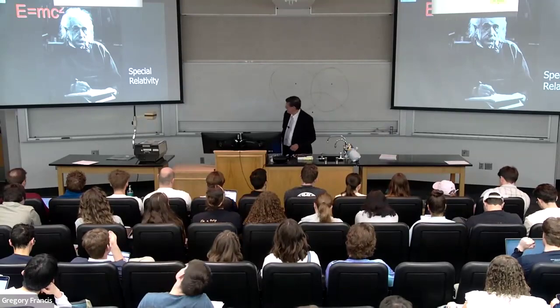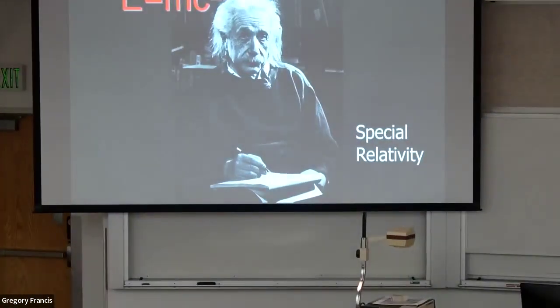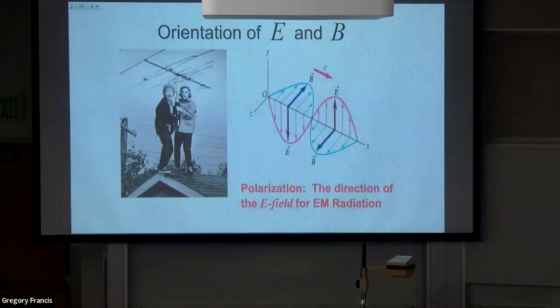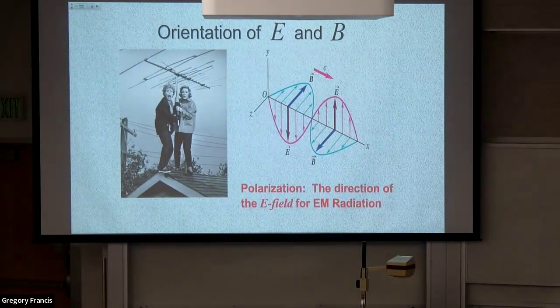Okay, let's talk about polarization first. We talked about polarization as being the direction of the electric field in this oscillating E and M wave, electromagnetic wave, that travels through space at the speed of light. And we call the plane of polarization the plane that the electric field vector is oscillating in.